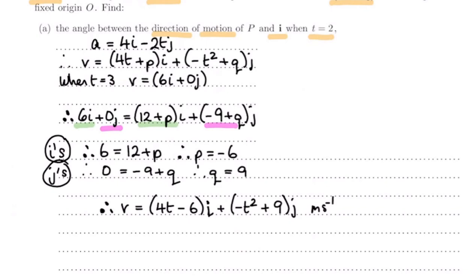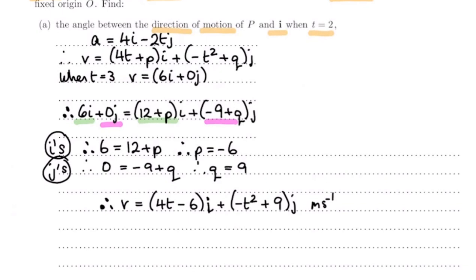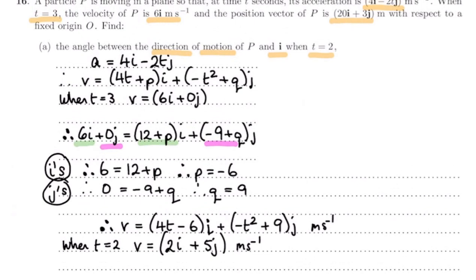But the question says, remember, that is the general velocity vector. So I want the angle between the direction of motion of P and i when t is 2. So when t is 2, I put t as 2 in, I get 2i plus 5j. All I've done is substituted t as 2. Now I want the direction of motion, so I'm just going to draw a little diagram of that velocity.